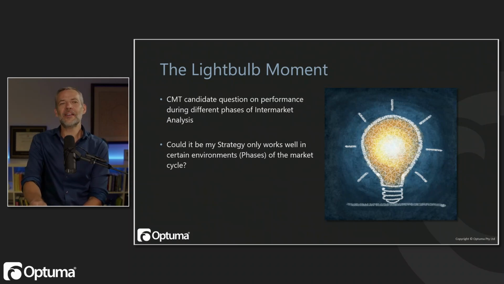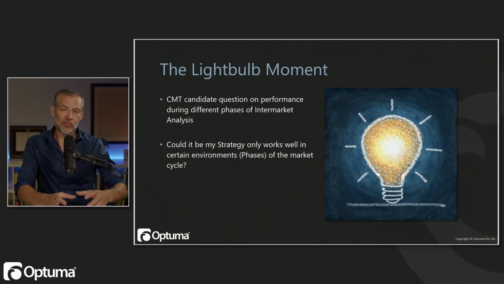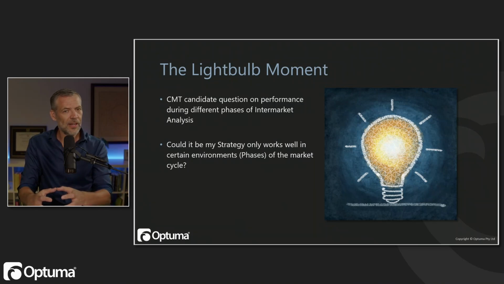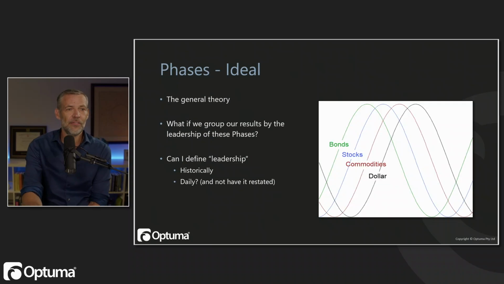And I thought, well, hang on, maybe this is the reason why my strategy works so well initially and then stopped working. Because maybe we've actually changed phase and we're in a different phase and a different relationship between the bonds and stocks, for instance. And so this is what I wanted to dig in and find out.